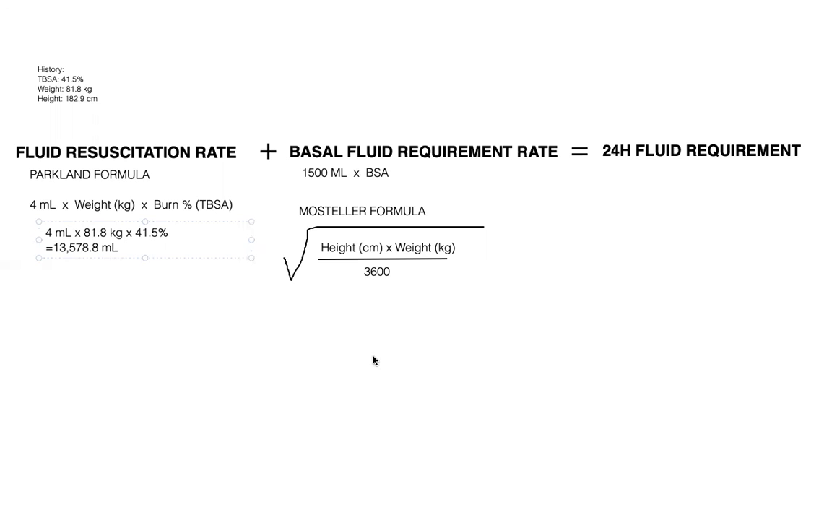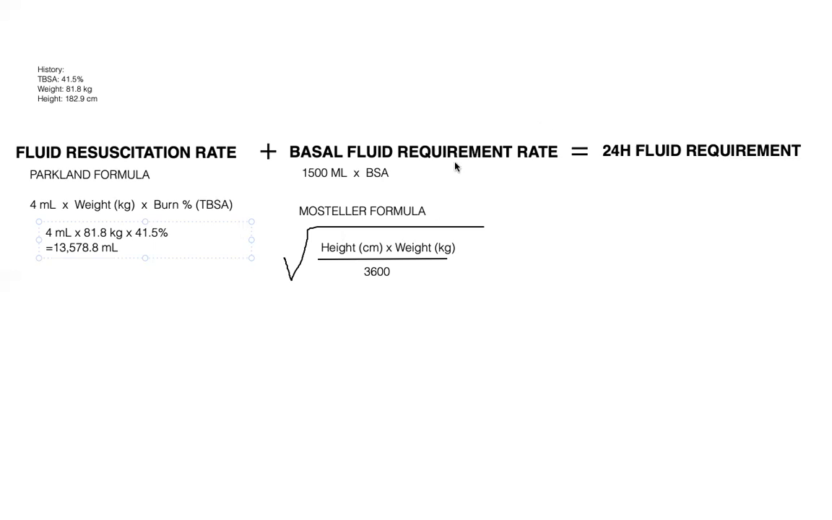13,578.8 mils. And then we need to figure out the basal fluid requirement. The basal fluid requirement is 1,500 mils times the body surface area. We determine that with the Mosteller formula, the bright yellow equation in the PowerPoint in the pre-brief.